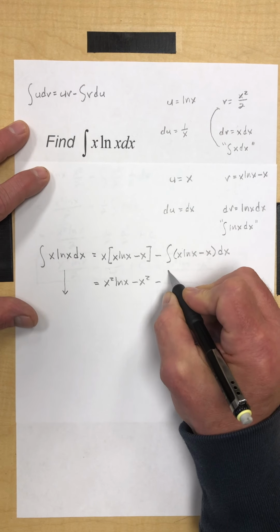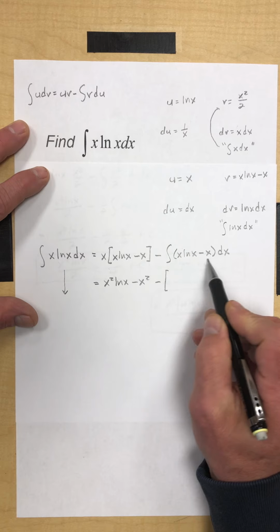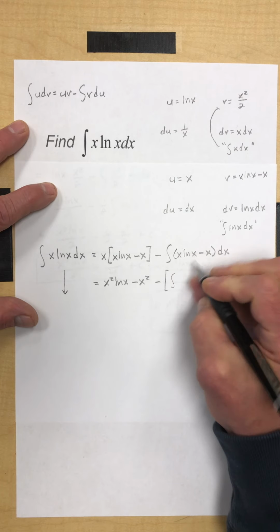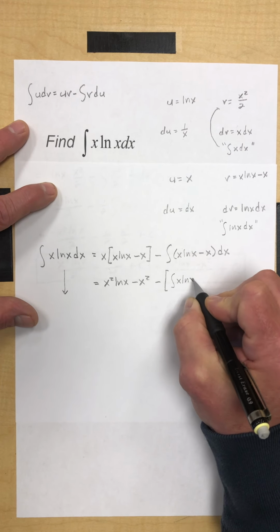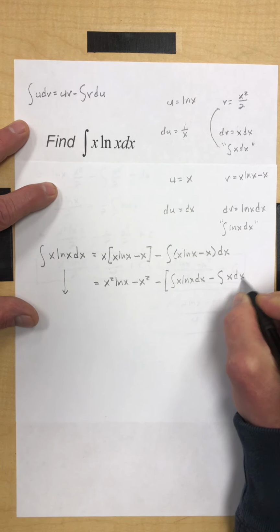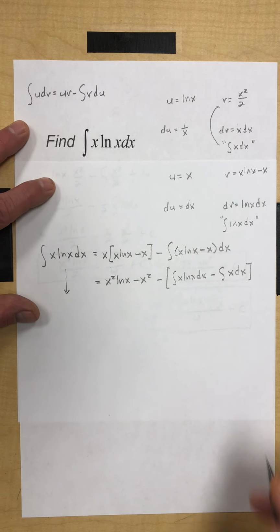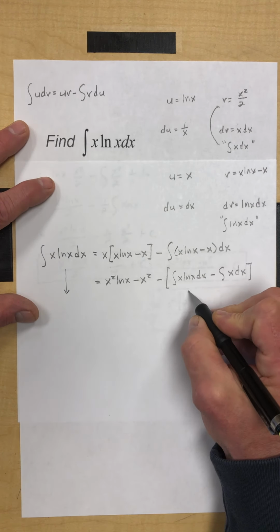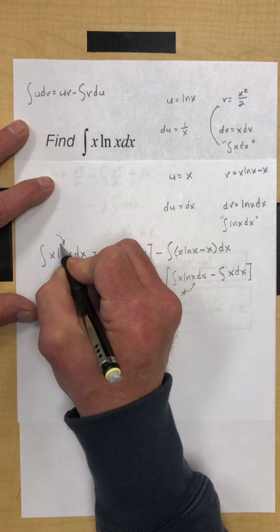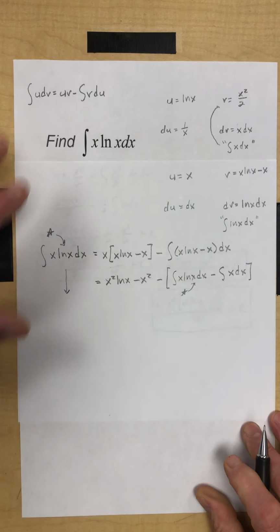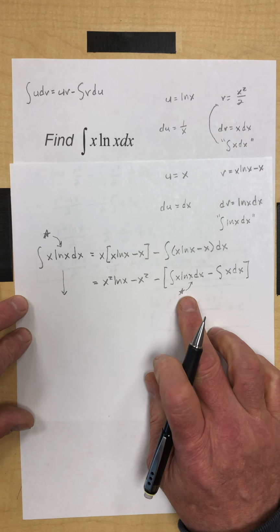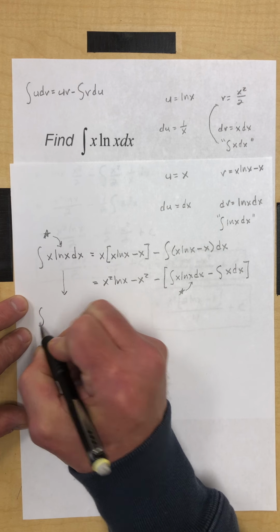All right, now this guy, notice the integrand is a difference, so I'm going to split it up into two integrals. That would be the integral of x natural log of x dx minus the integral of x dx right here. Now, notice this guy right here. This is really important. Notice this guy right here is the original guy we started with. And that's why I want to continue to bring this guy down. So I'm not going to do anything with that right now.